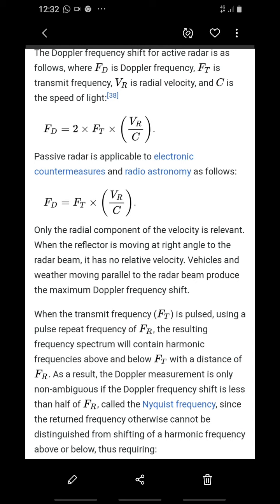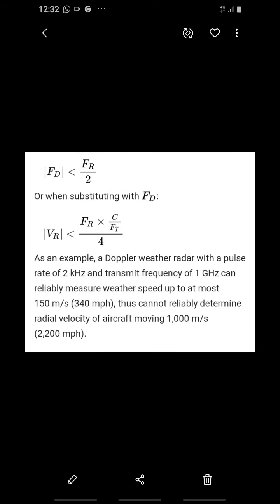Since the return frequency otherwise cannot be distinguished from shifting of a harmonic frequency above or below, this requires FD is less than FR by 2. When substituting for FD, VR is less than FR into C by FT by 4.